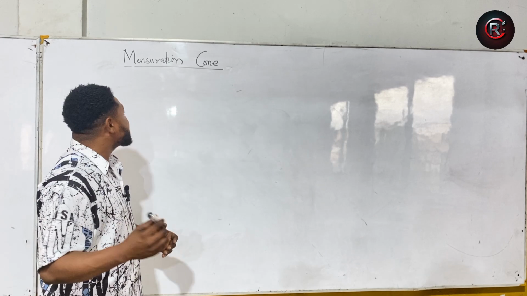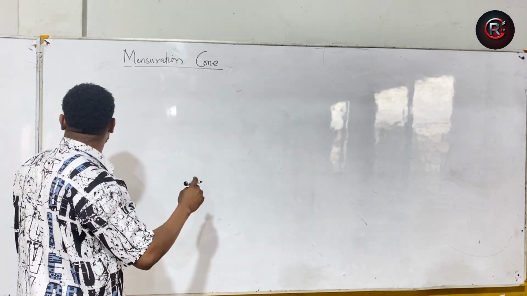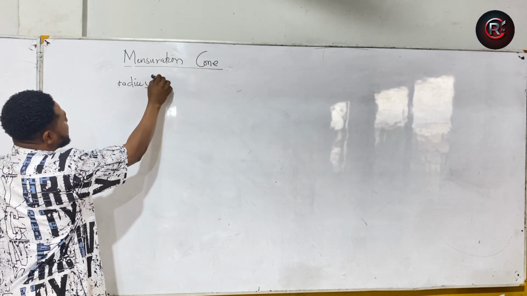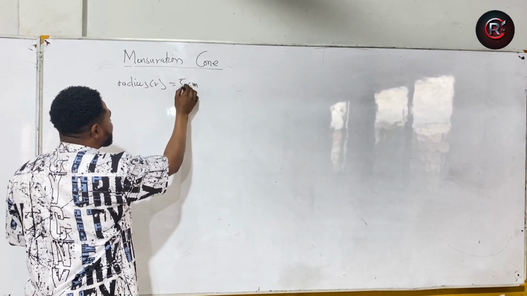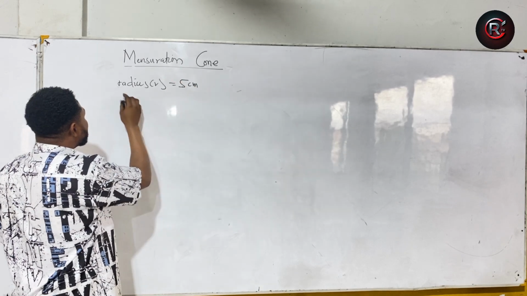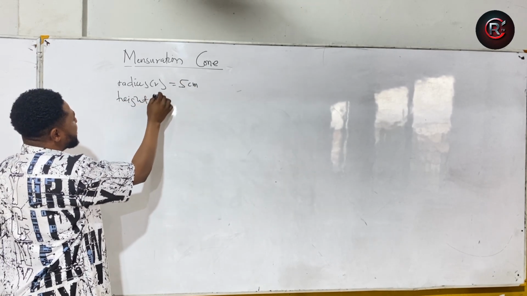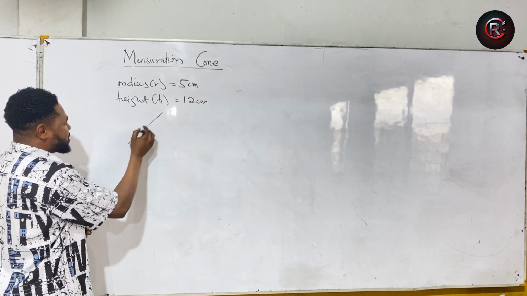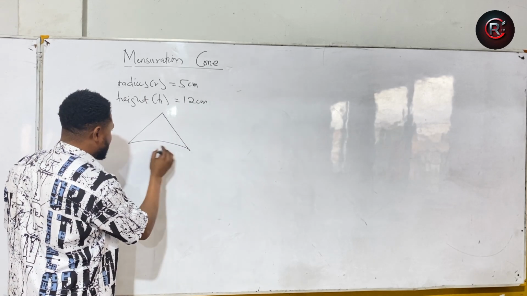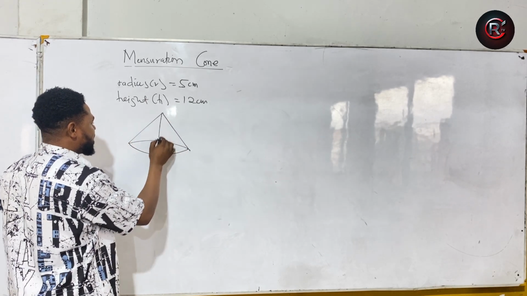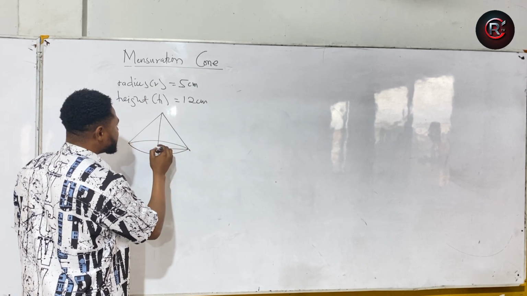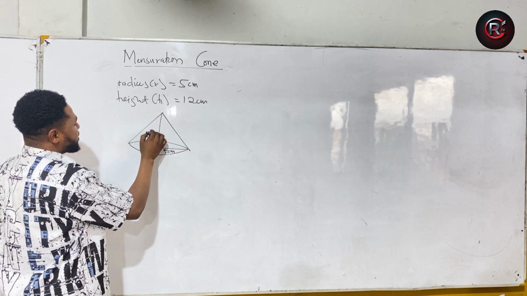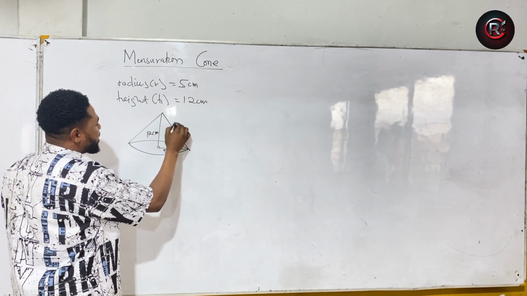We have been given a question, as you can see on the screen: a right circular cone with radius 5 centimeters, and the height of the cone is given as 12 centimeters. So let us draw the cone and see how it will look. So we have this, as we can see here nicely. Our radius is 5 centimeters. Our height is 12 centimeters, but the slant height we don't know.